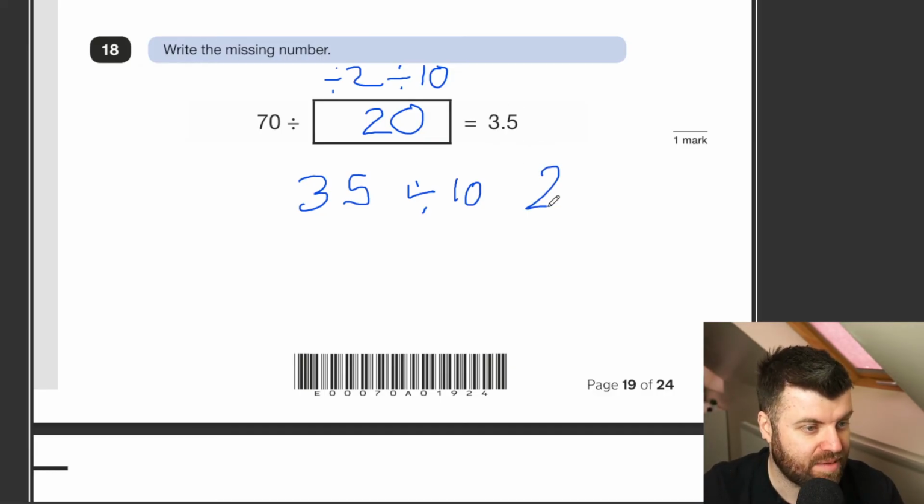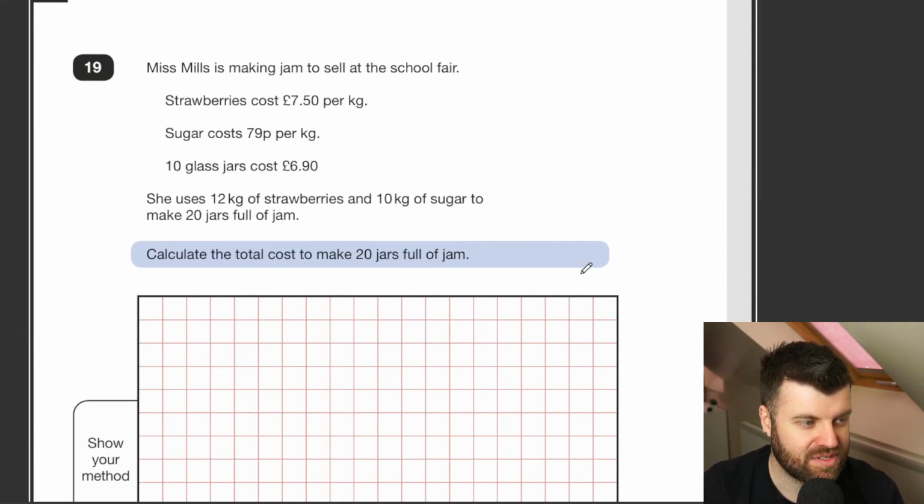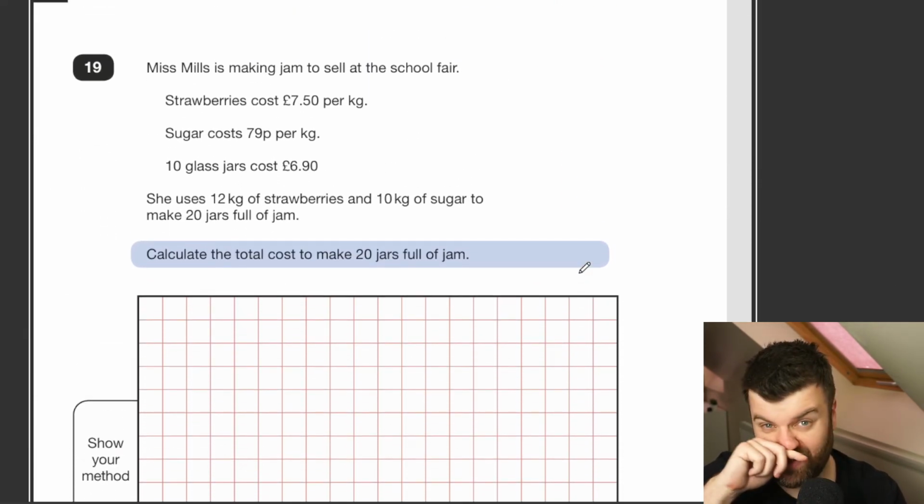And we can check this out because we can do 20 times 3.5 to make sure it's 70. 20 times 3 is 60. 20 times 0.5 is 10. And that does add up to make 70. So good question there again, testing our knowledge of number.